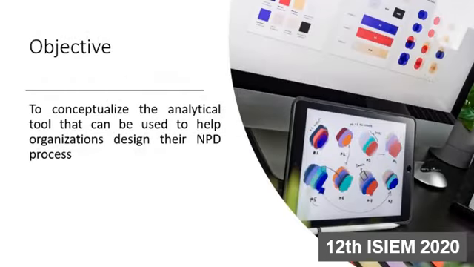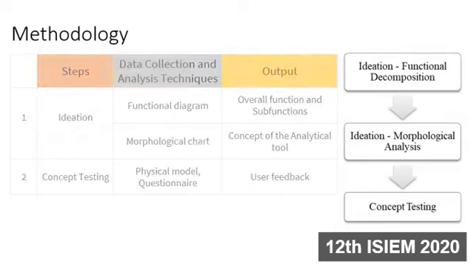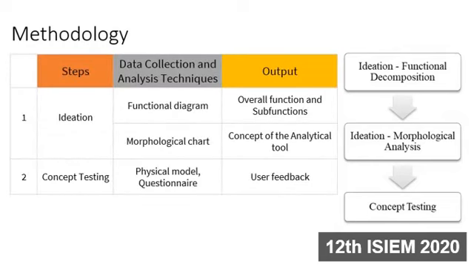So the objective of today's talk is to conceptualize the analytical tool that can be used to help organizations design their NPD process. This work is done in two steps: the ideation and the concept testing. The ideation is the step needed to generate the tool concept, and the concept then will be tested using a physical model to gather user feedback.